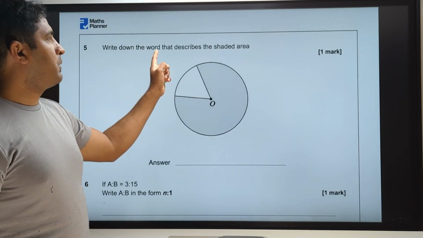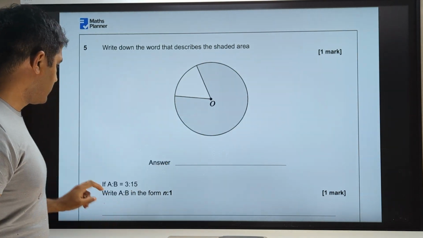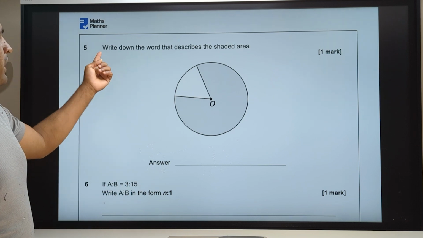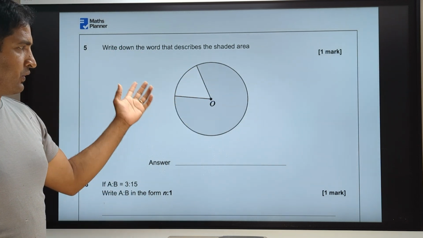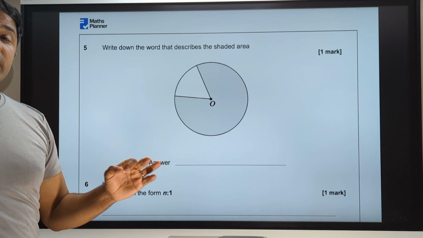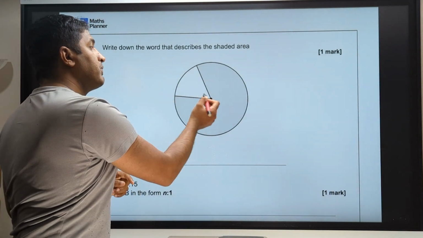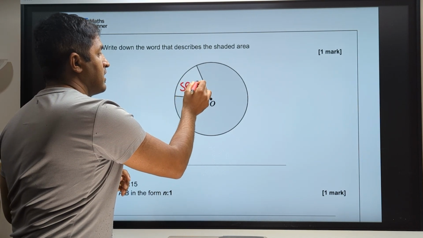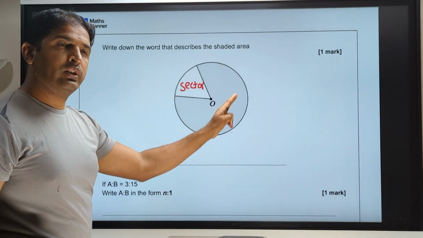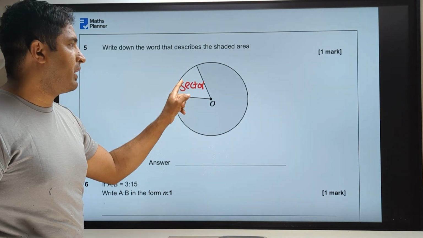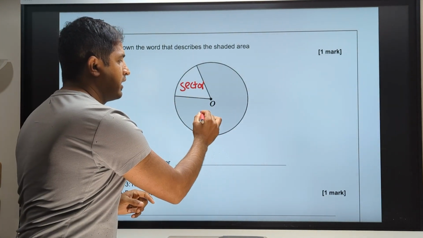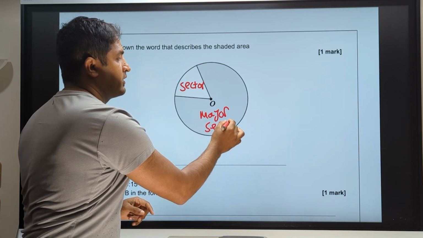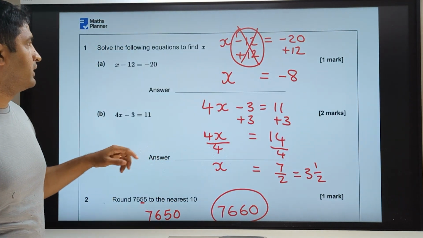Question 5. Write down the word that describes the shaded area. The shaded area is described by major sector. Remember, this slice of pizza is known as a sector. That's a sector, but that's also a sector. This is a smaller sector, we call it a minor sector, but this one here is a major sector because it's a bigger sector. So it's also a sector.